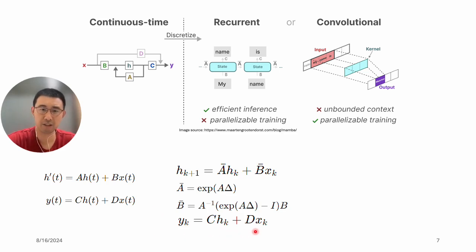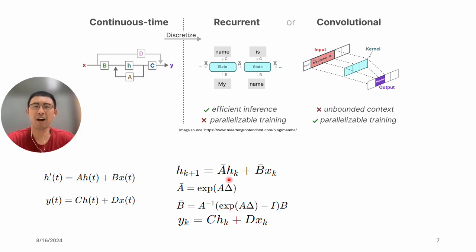This is very linear because you can see that, unlike the transformer, where we need to look at all the other tokens in the sequence, for h of k plus 1 we only need to look at one time step, which is h_k. So this makes it linear.